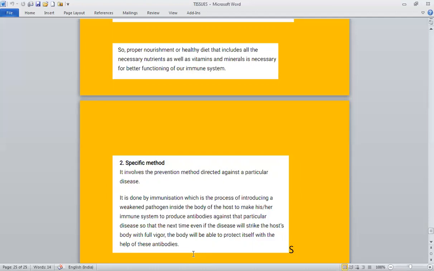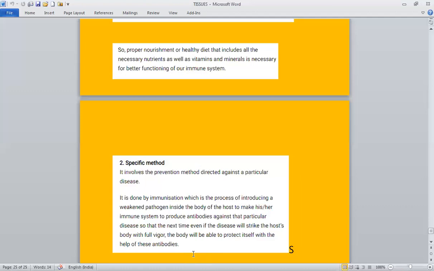During immunization, or we can say vaccination, we inject some killed microbes or such agents which are similar to the actual microbe into the body. The immune system of the person develops immunity for such microbe.